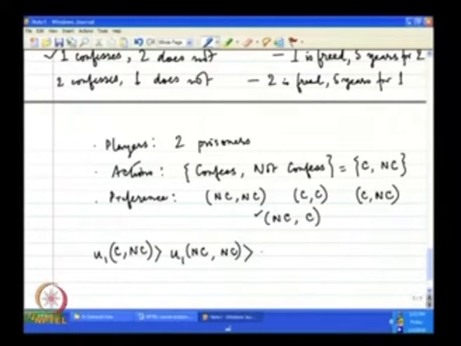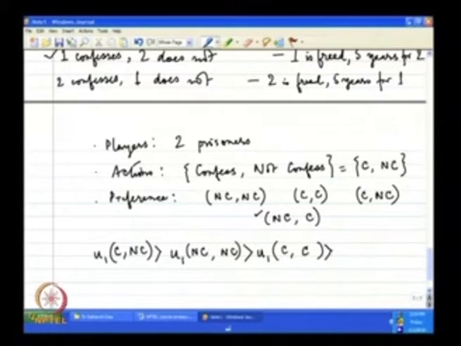What is the third best? The third best is that they both confess and go to jail for 3 years. Sorry, in the previous case they were going for 1 year. So this is the case of CC. Both of them are confessing to the bank robbery, and since both of them are cooperating with the trial, they are going to jail for 3 years.